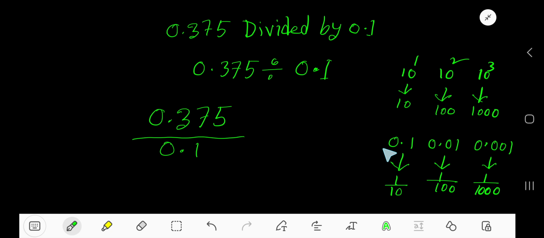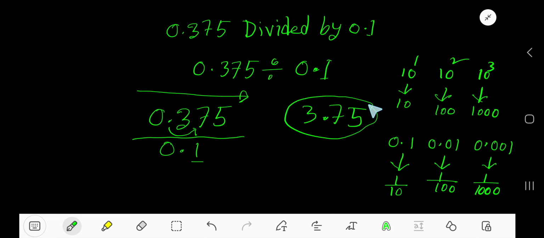In the case of powers of 10 which are less than 1, to divide, just count the number of decimal places. Here there is 1 decimal place, so the decimal point will move 1 decimal place from left to right. So we are getting 0, 3 decimal 75. This 0 doesn't have any value, so 3.75 is your answer.